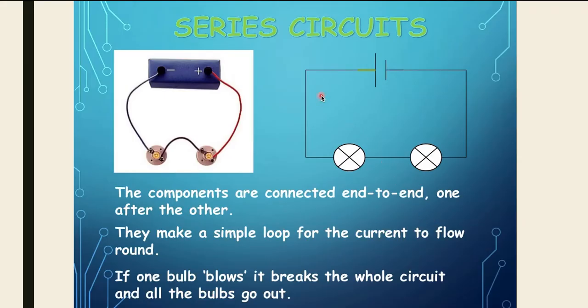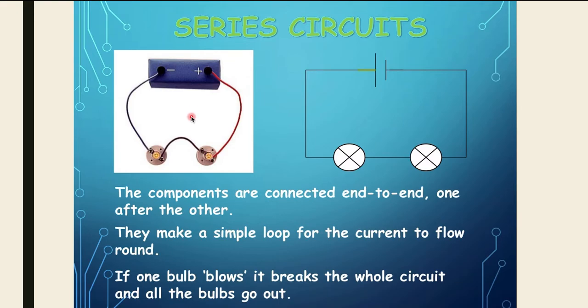Series circuits: the components are connected end to end, one after the other. They make a simple loop for the current to flow round. This is a battery. These are the wires, both connected in series connection, which is nothing but end to end and one after the other. They make a simple loop for the current to flow round, which is nothing but the current flowing in a round path.